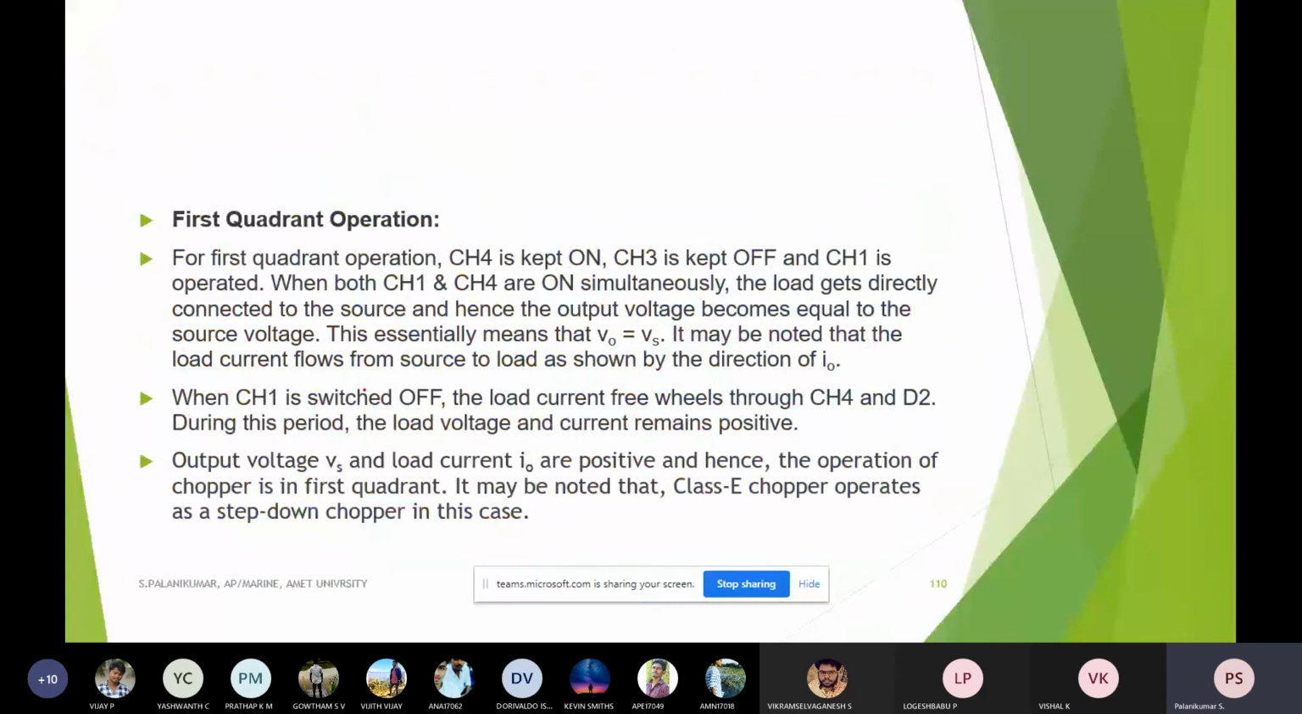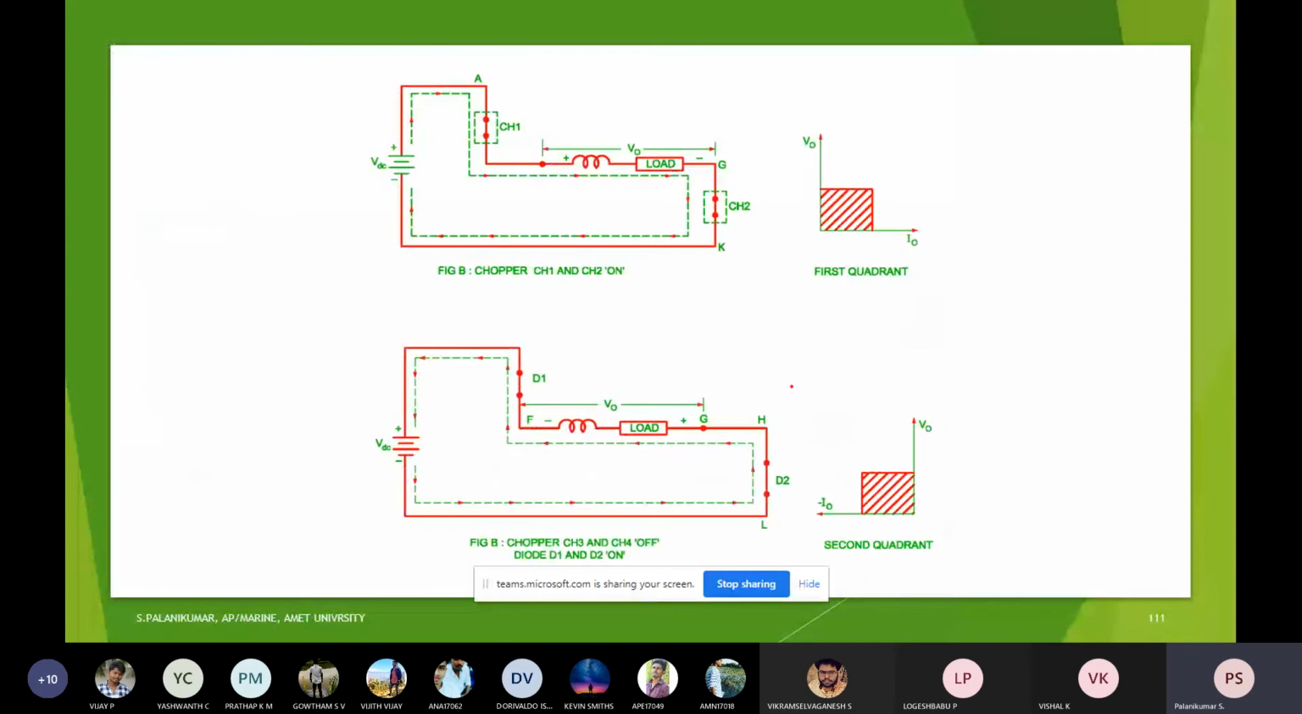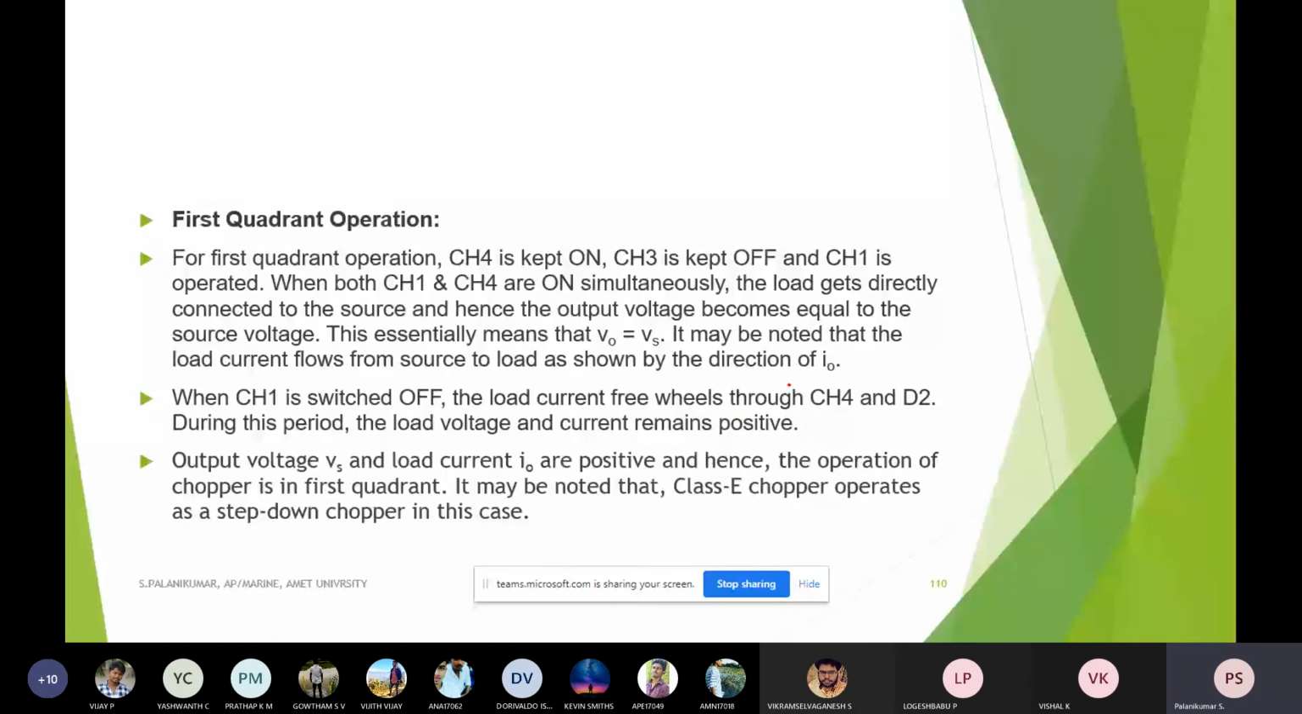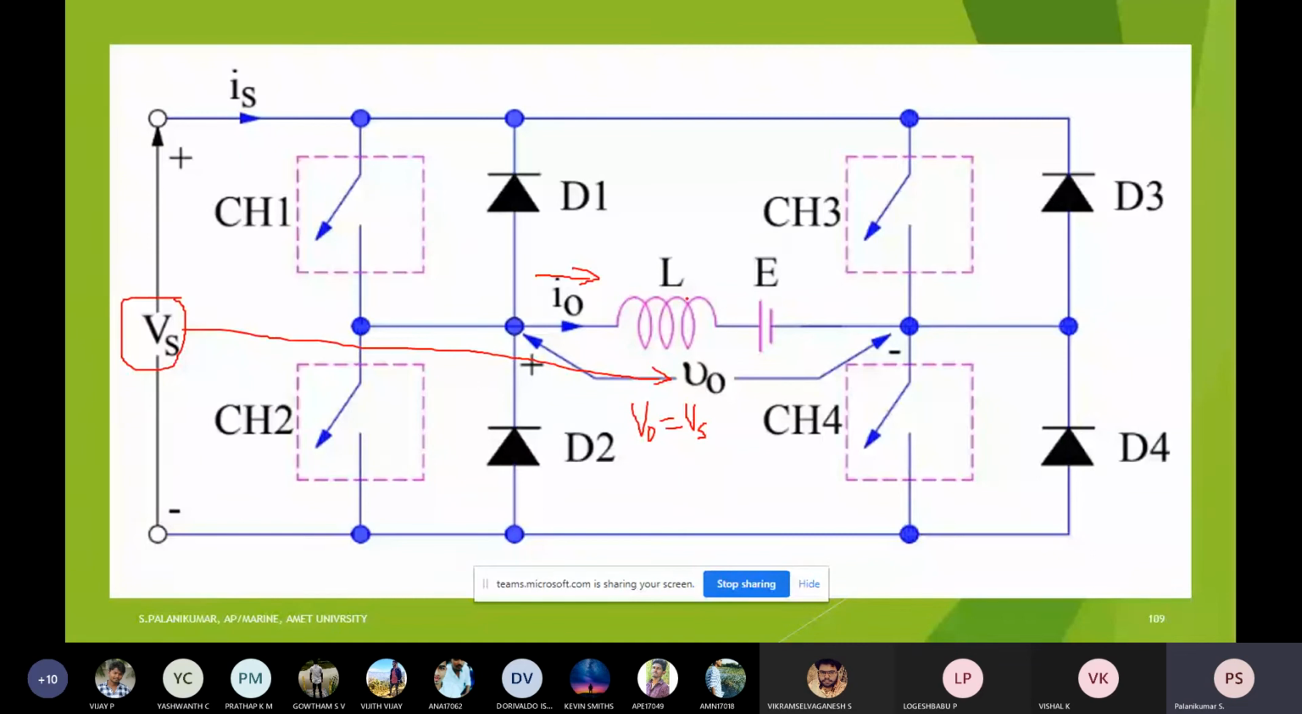When chopper 1 is switched off, the load current freewheels through chopper 4 and diode D2. Whenever I switch off chopper 1, because of the energy stored in the inductor, that will forward bias diode D1. So now I have switched off, and here energy is stored. Here VL will be there, and VL is nothing but the voltage across the inductor.